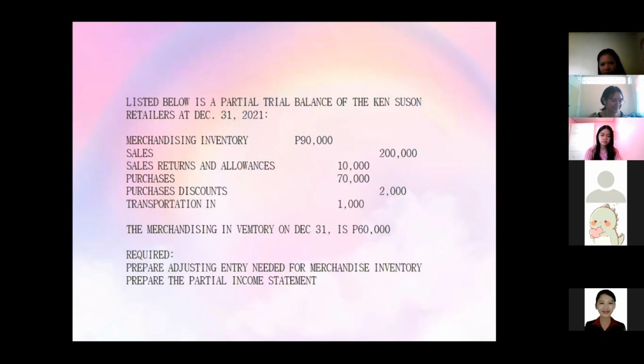Listed below is a partial trial balance of the Ken Susan retailers at December 31, 2021. Merchandise inventory 90,000, sales 220,000, 200,000, sales return and allowances 10,000, purchases 70,000, purchase discount 2,000, transportation in 1,000. The merchandise inventory on December 31 is 60,000. Requirement 1 is prepare the adjusting entry needed for merchandise inventory and prepare the partial income statement.